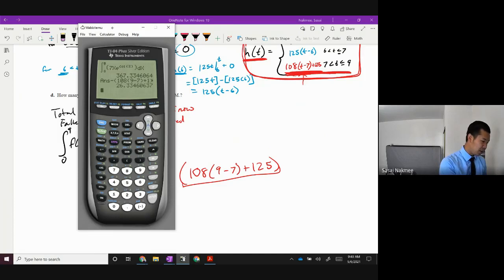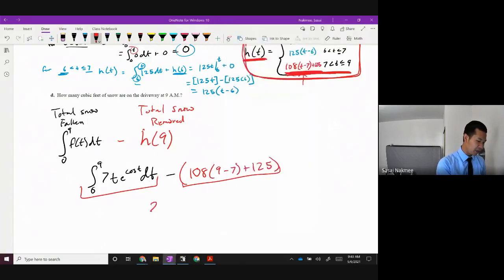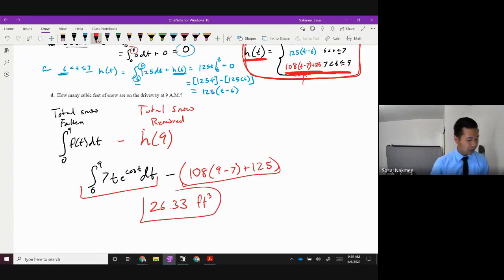So my answer there is 26.33. That's how much snow, right? 26.33 cubic feet. That's how much snow is left on the driveway. And there you go.